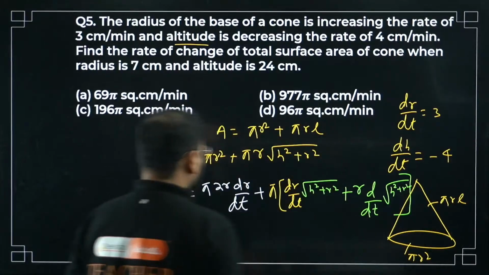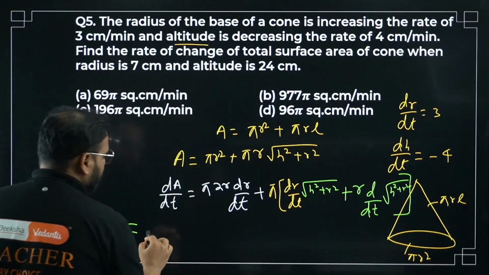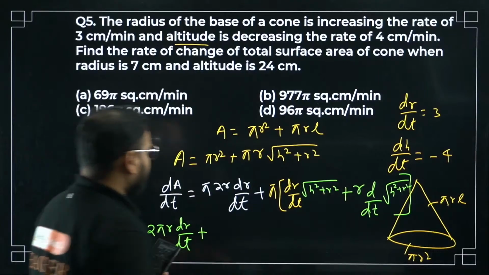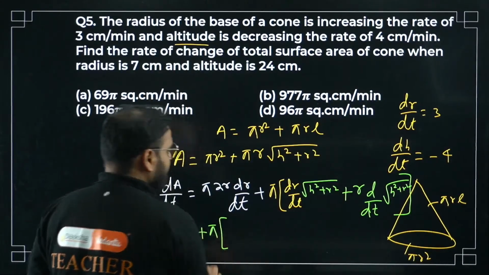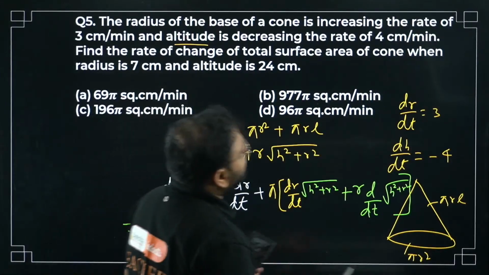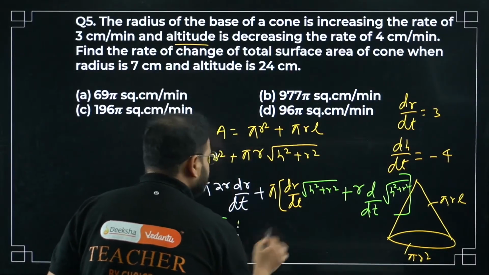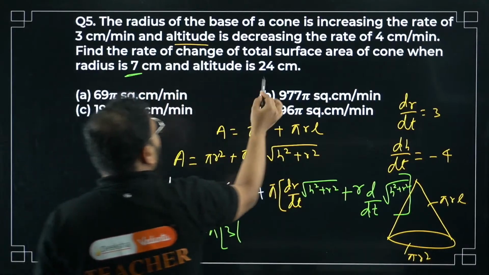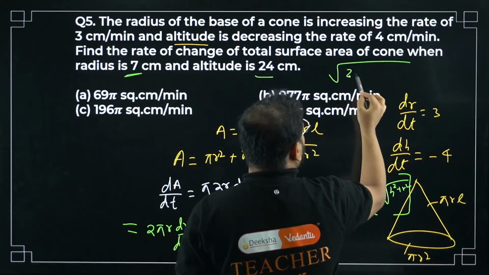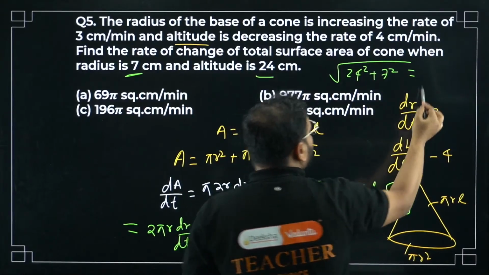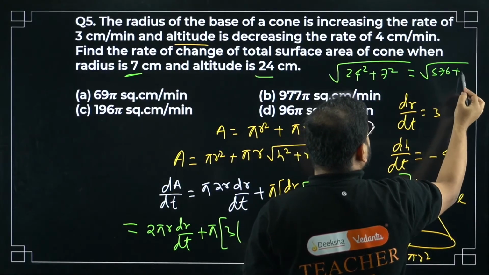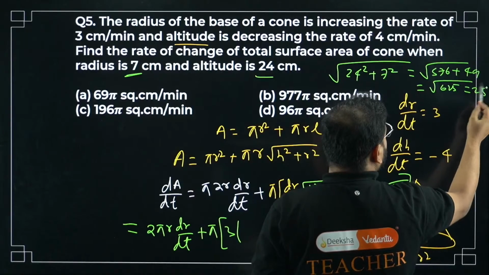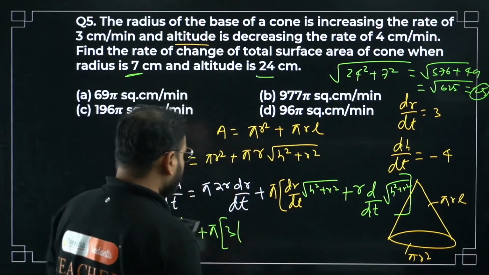Please check. Over here what I get is 2 pi r dr by dt plus what I have here, again pi, dr by dt. What is the dr by dt value? I can write now again 3 times of, this value is how much? R is given as 7 and h is 24. So 24 square plus 7 square will be 576 plus 49. That is root 625, which is 25.